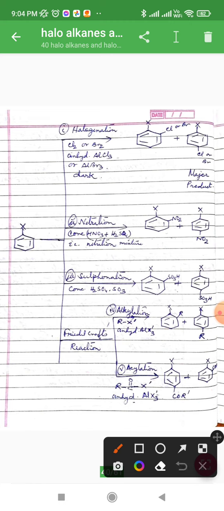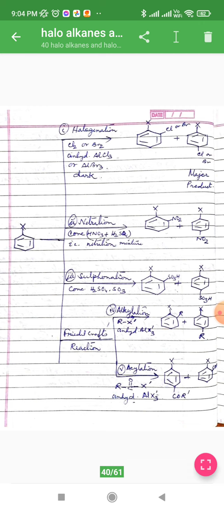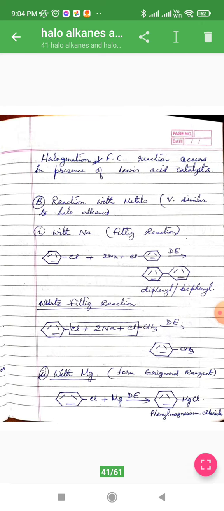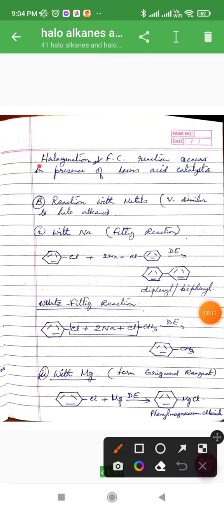So these are the 5 set of reactions which we will encounter in all the chapters, wherever we do any arene compound, whether it is haloarene, whether it is phenol, or whether it is aldehyde ketone, whatever we do. Next, we move to the reaction with metals. By the way, one thing you may note here, that the halogenation reaction and Friedel-Crafts reaction require the Lewis acid catalyst. Now, the reaction with metals is very similar to that of haloalkanes.